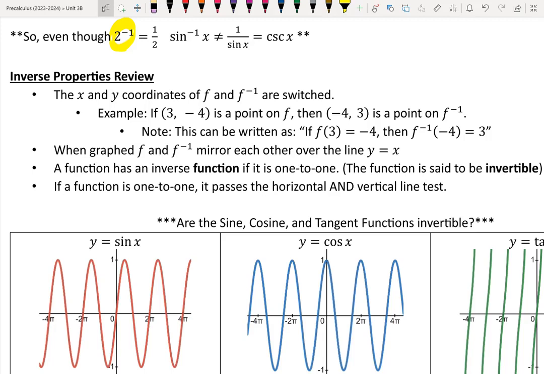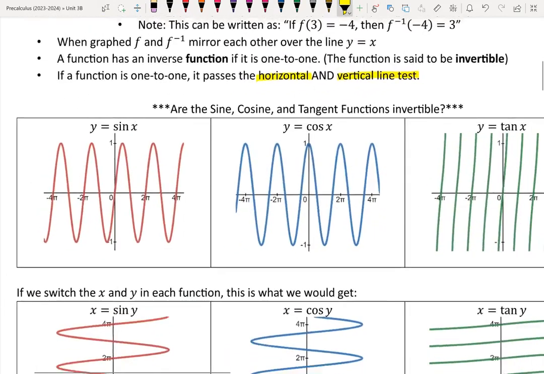And a function has an inverse function if it is 1-to-1. That's very important that I bolded function there. It's an inverse function. Every function has an inverse. But whether or not that inverse ends up being a function depends on whether or not the original one was what we call invertible or 1-to-1. Meaning it has to pass the horizontal and vertical line tests. So let's go ahead and look at sine, cosine, and tangent.